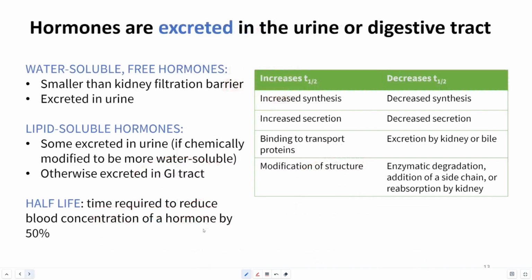Hormones are excreted in the urine or the digestive tract. The water-soluble free hormones are smaller than the kidney filtration barrier, therefore they get excreted in the urine. Lipid-soluble hormones are excreted in the urine if chemically modified to be more water-soluble, otherwise they're excreted through the GI tract. And the half-life represents the amount of time it takes to reduce the hormone by 50% inside the blood.